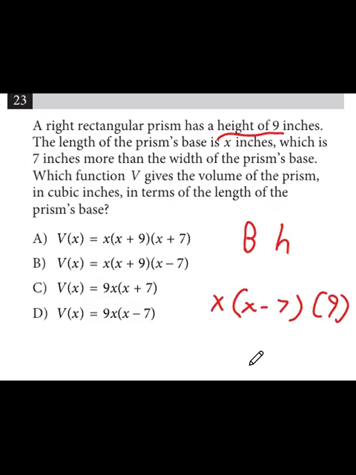And well, that's the answer. So now we just have to simplify. So 9 can be multiplied by x to get 9x. And then we have the x minus 7 still left, which is answer choice D.